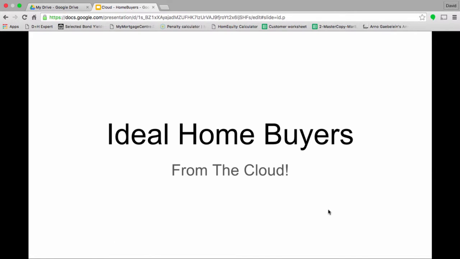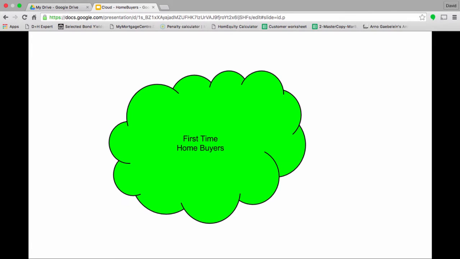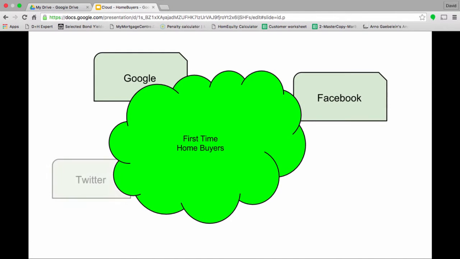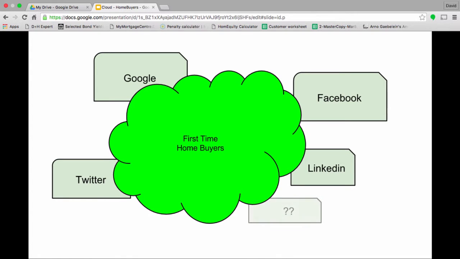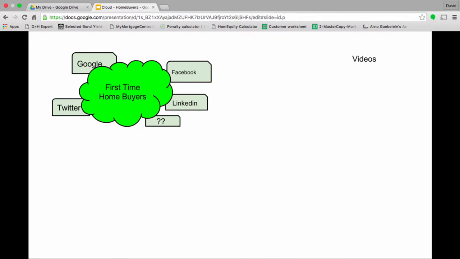This is just a brief overview of how we can obtain business from the cloud. One of the targets in this particular presentation is the first-time home buyers, and to get them, we can obtain them from Google search or perhaps Facebook, Twitter, LinkedIn, and there are many other forms of internet or social media that we're not familiar with, but the bottom line is that we should be able to focus on one or two of these, in particular maybe Facebook marketing as an example.